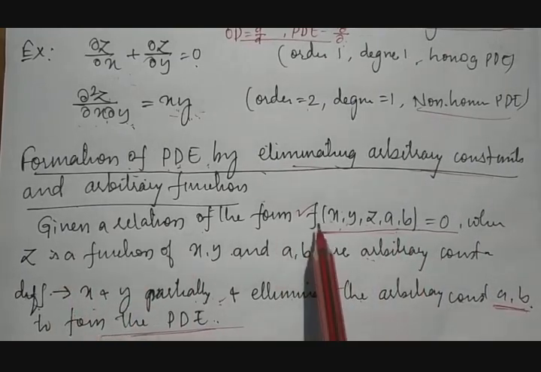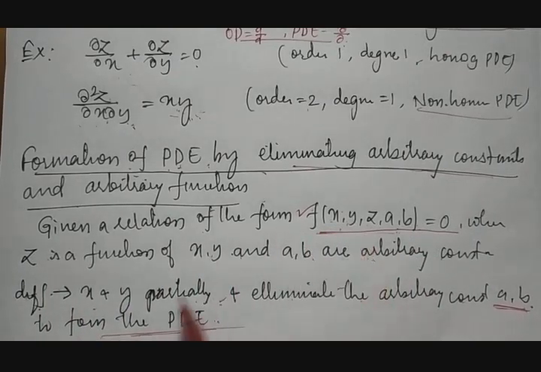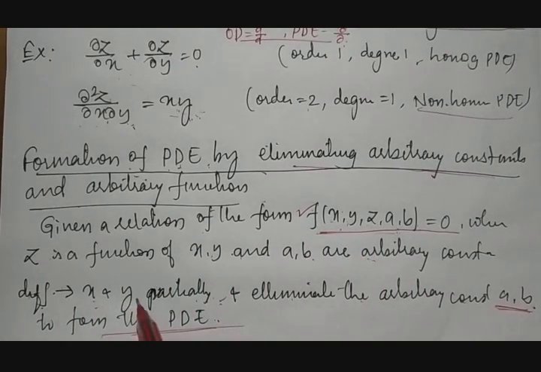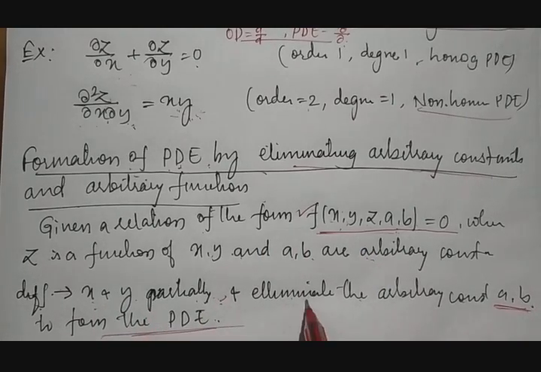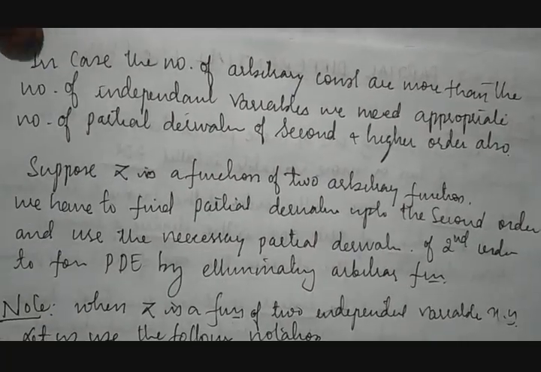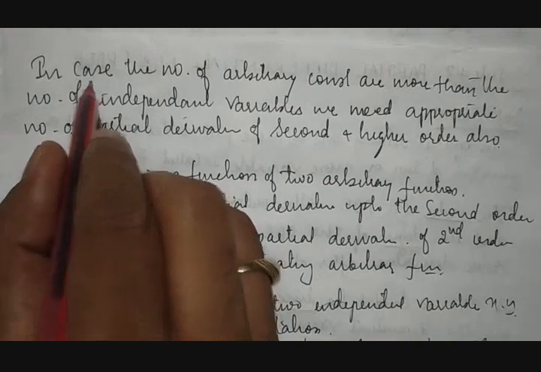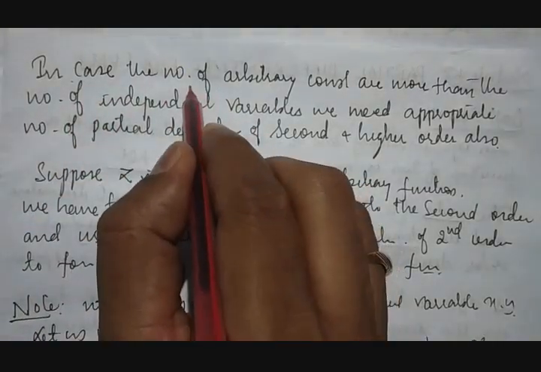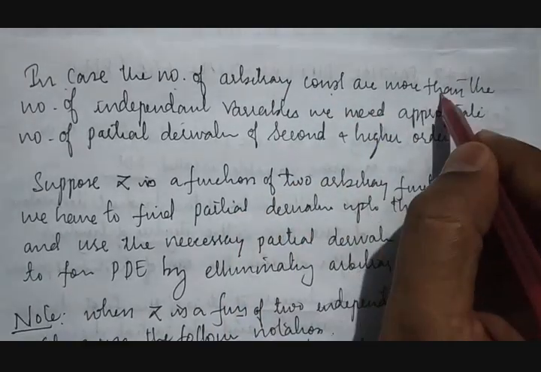Then we have to differentiate that function by treating Z as a function of X and Y. We need to differentiate that with respect to X and Y partially. Then after getting the derivatives, we need to eliminate the arbitrary constants from those derivatives. Then we need to make a relation between those two derivatives, and that becomes a partial differential equation. That is the formation.